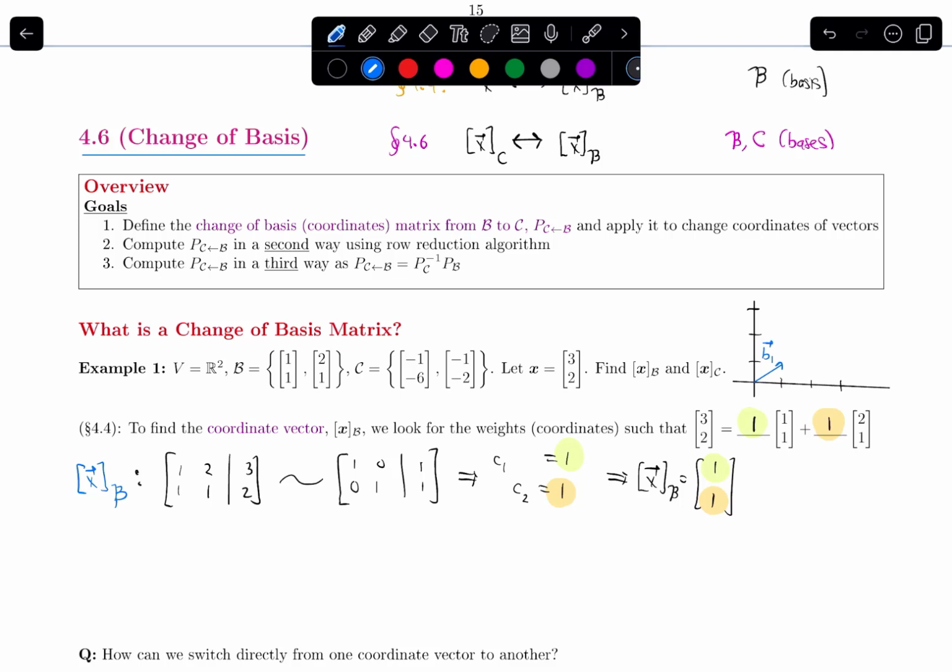And the second basis vector was 2, 1. That is going this way. So I'll call that b2. And now if I draw this vector x, so the vector x is 3, 2, so 3, 2 would be somewhere here.